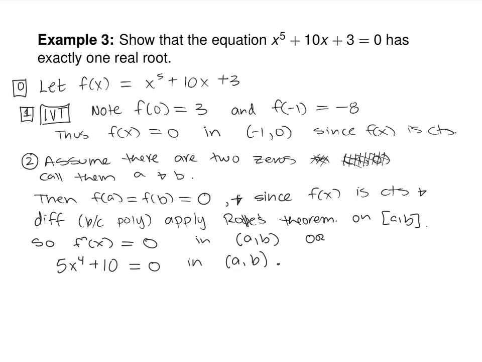Think about 5x to the fourth plus 10. You plug in positive numbers, you get a positive result, right? You plug in negative numbers, you get a positive result, right? What's the smallest 5x to the fourth plus 10 is going to be? 10. It's a quartic, fourth power thing, shifted up 10, right? It's never going to be 0. This is a contradiction. And thus f of x has only 1 zero.